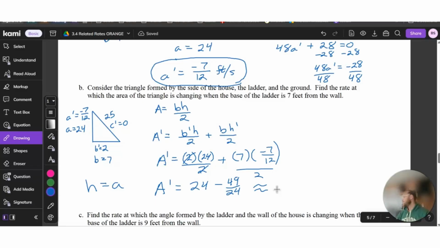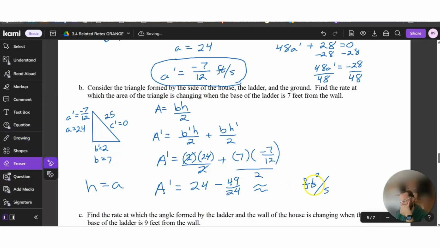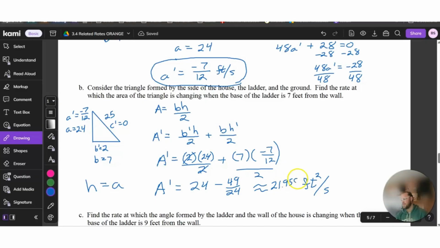How about this? Maria Clara, at least tell me what the units are if it's area. We're doing feet and seconds. Feet per second. Wow. Right, good thing that wasn't for marks. 958. We'll always do 3 decimals. Amazing.